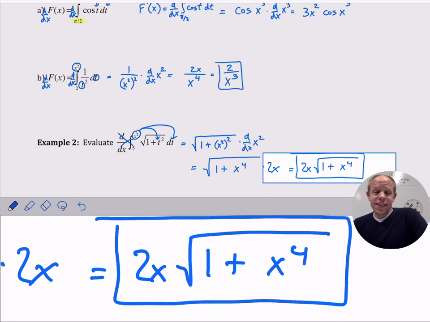All right, so that is the second fundamental theorem of calculus, and basically how to take the derivative of an antiderivative. It undoes itself.